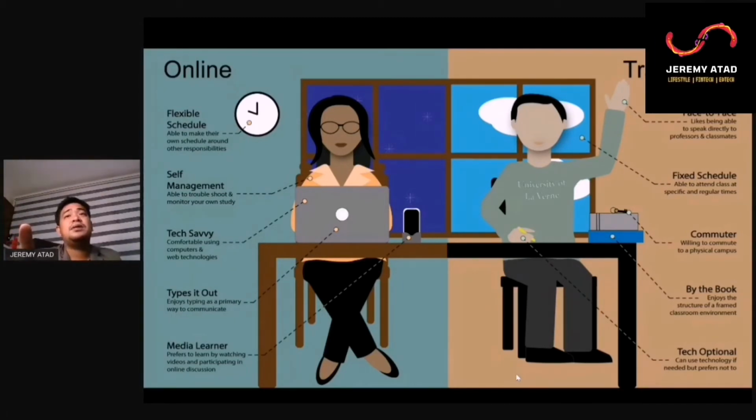Face-to-face, likes being able to speak directly to professors and classmates. He has a fixed schedule. He will be able to attend class at specific and regular times, and he can be a commuter willing to commute to a physical campus, enjoys the structure of a framed classroom environment. He will be able to use technology if needed, but prefers not to because of lack of access to technology. So that's it for our online and traditional. So you see, even today, we can obviously see the difference of haves and have-nots.